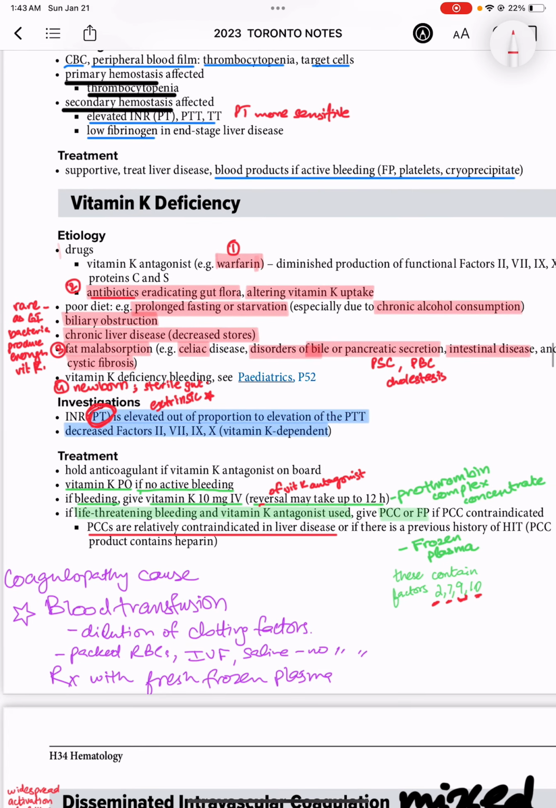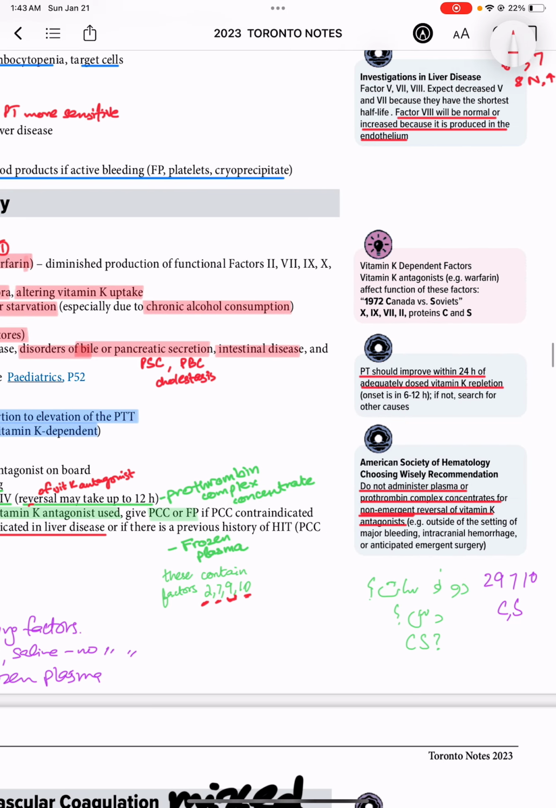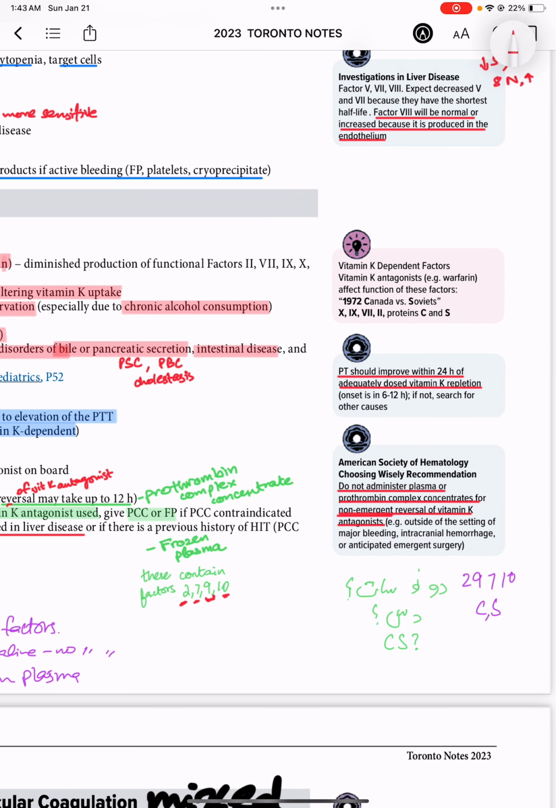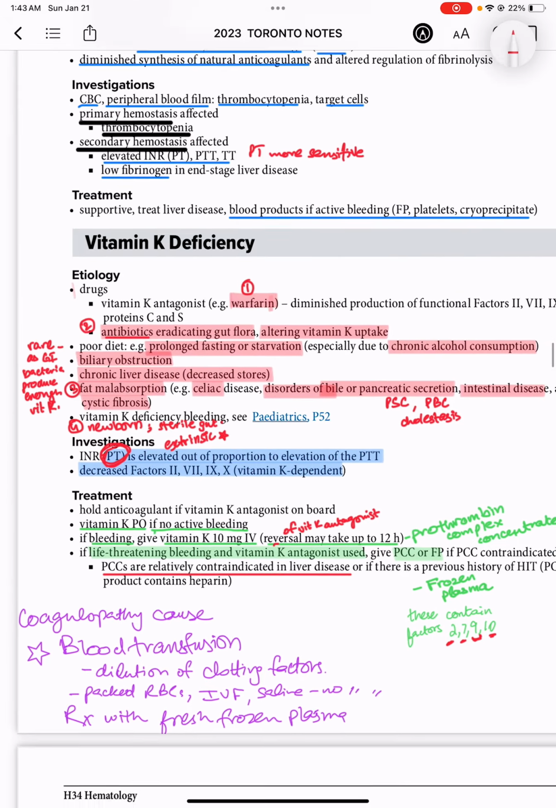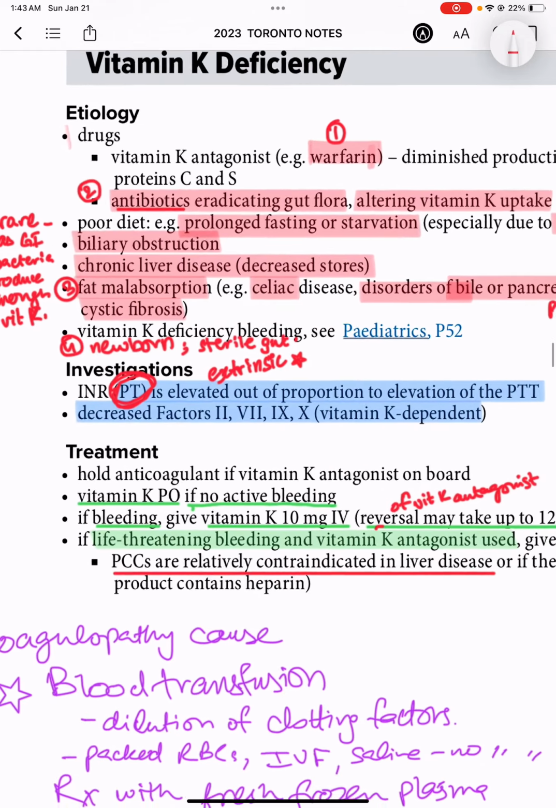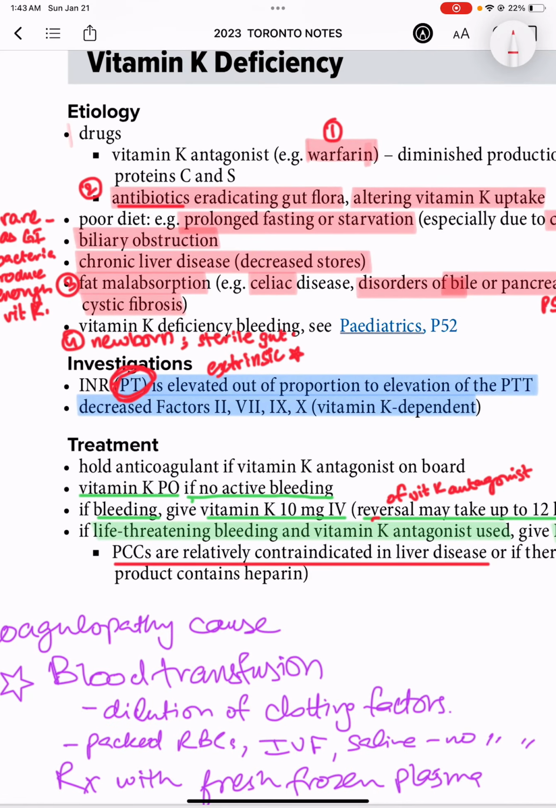So 2 and 10 are common, and then there's left 7 and 9. 7 is in extrinsic and 9 is intrinsic. So what happens is 7 has a rather shorter life than 9. So that is why there's more and more PT which is elevated out of proportion than the elevation of PTT. So decreased factors 2, 7, 9, and 10, all of them vitamin K dependent factors.